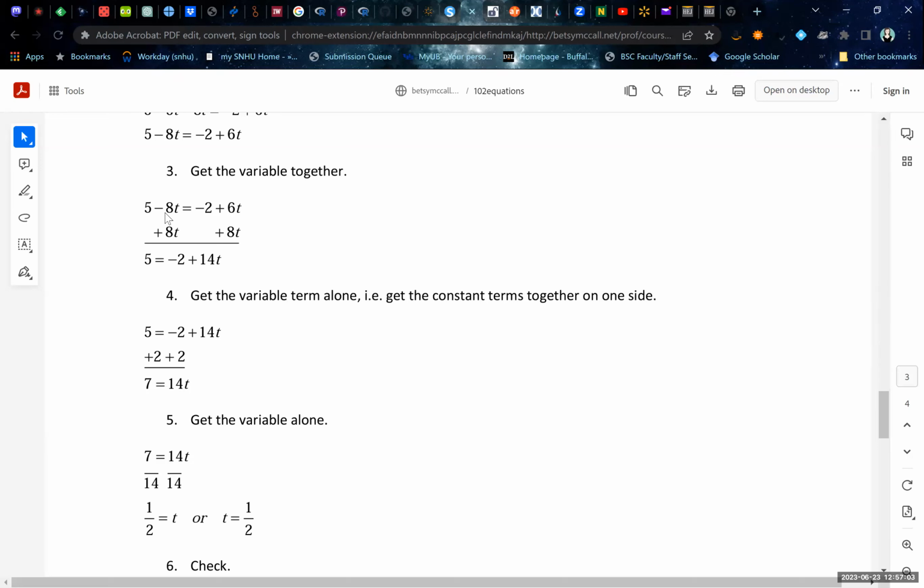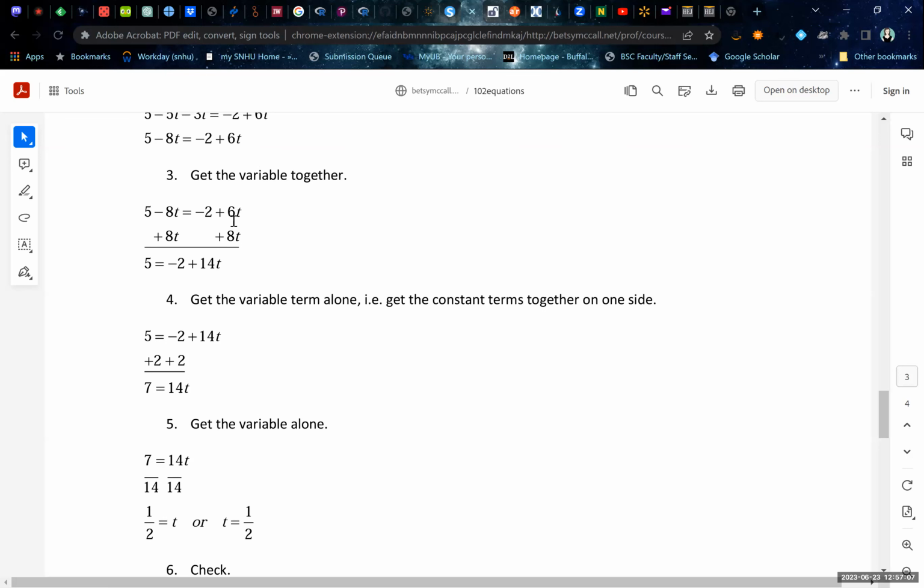But here I'm going to add 8t to get rid of the negative 8t on this side. But I have to add that 8t to the other side of the equation. Negative 8 and positive 8 cancel. They give me 0, so it goes away. But 6 plus 8 is 14t. So I end up with the 5 still there, the negative 2 still there, and then 14t.